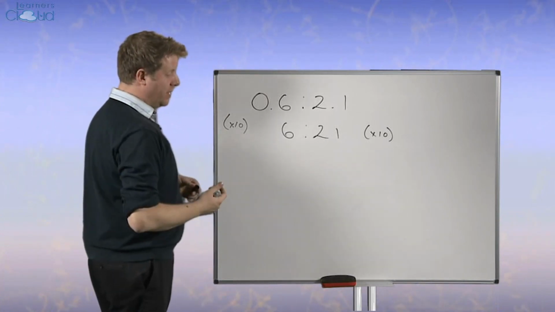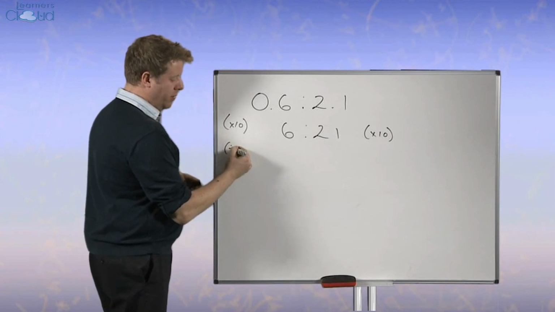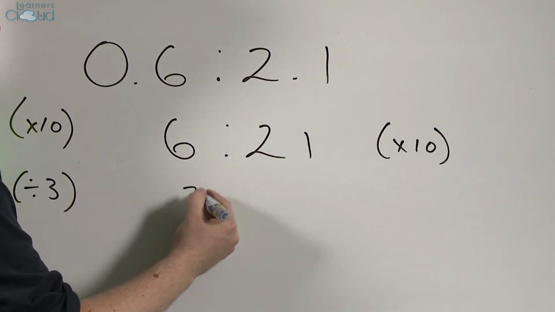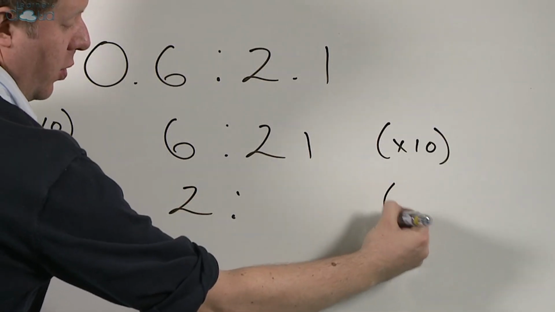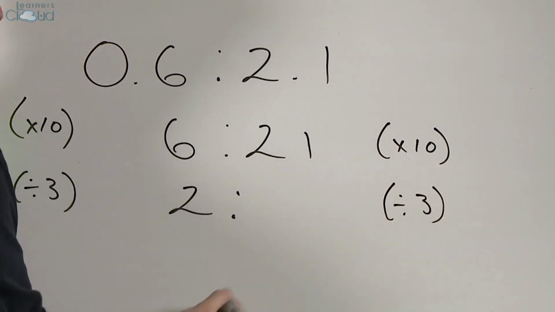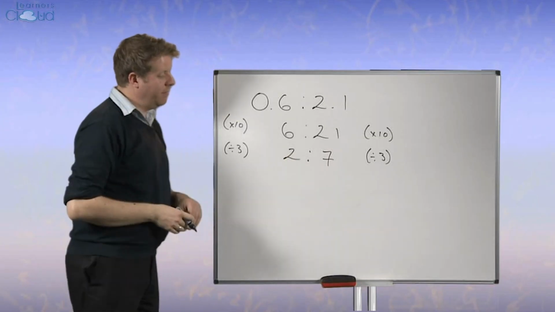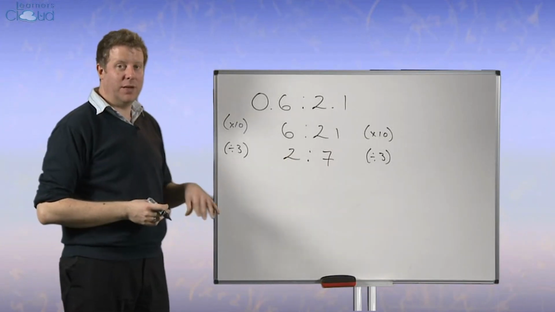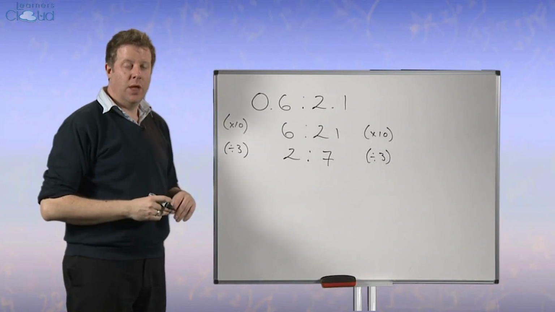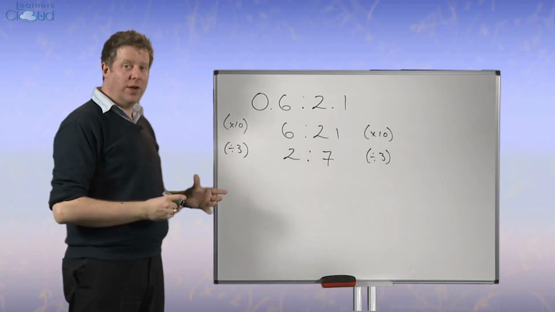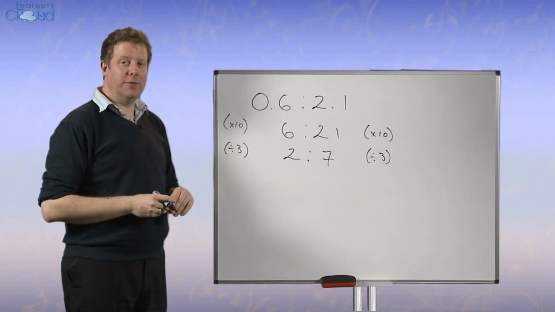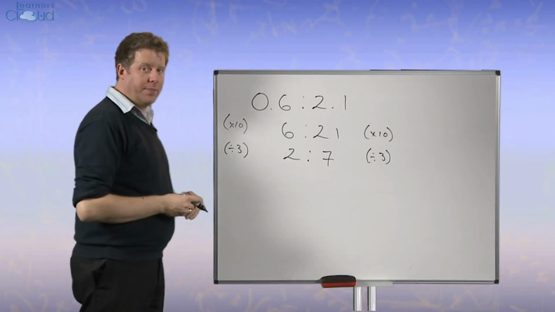Looking for a common factor, I can divide both sides by 3. That would leave me with 2 on that side, and when I divide this side by 3, it would leave me with 7. And that's in its simplest form, 2 to 7. So with decimal ones, make sure you get rid of the point and then simplify in the usual way.